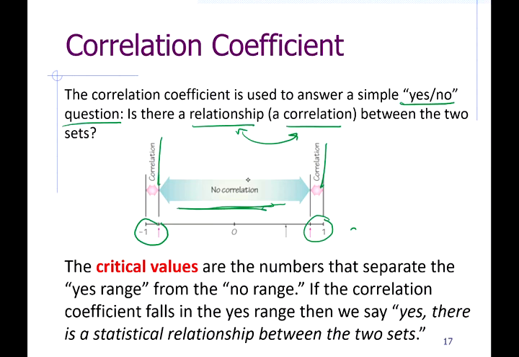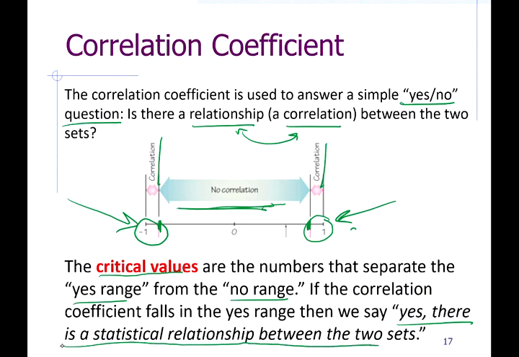And now this value, or this number that sort of separates the answer of yes from the answer of no, is called a critical value. The critical value sort of separates the yes range from the no range. So if you calculate the correlation coefficient and it falls in the yes range, either here or here, then you say, yes, there is a statistical relationship between the two sets.